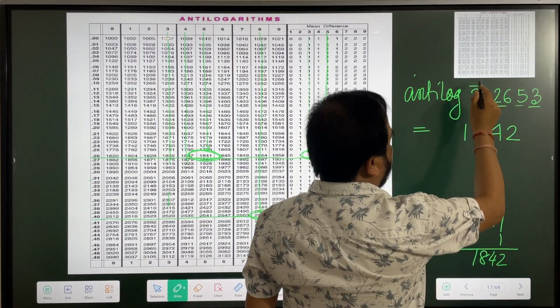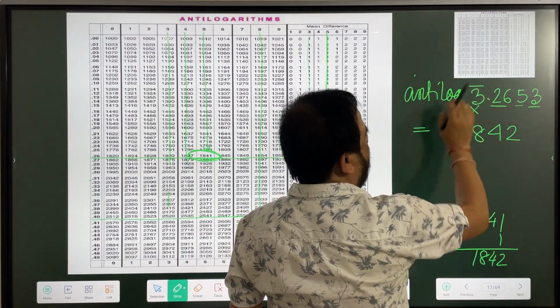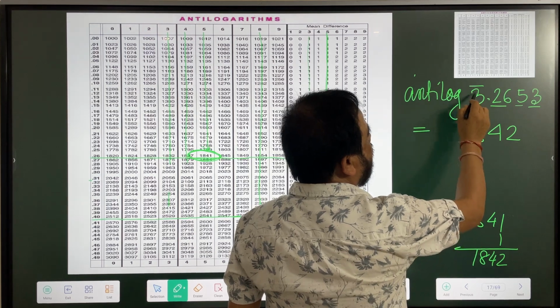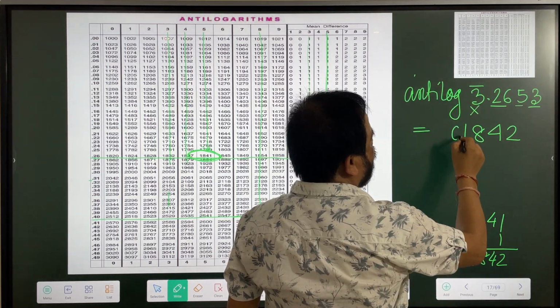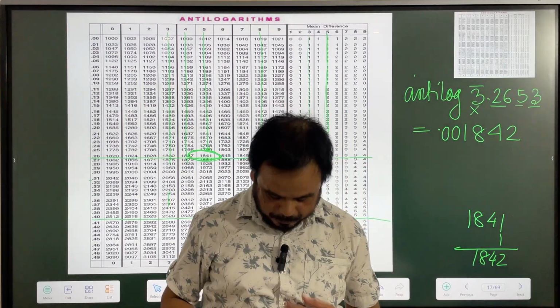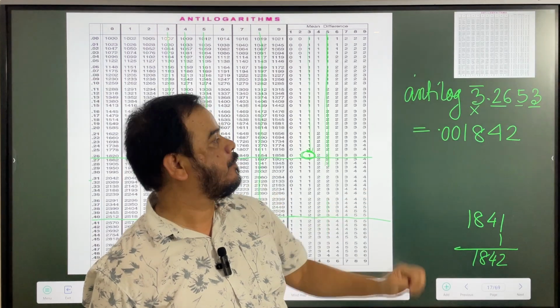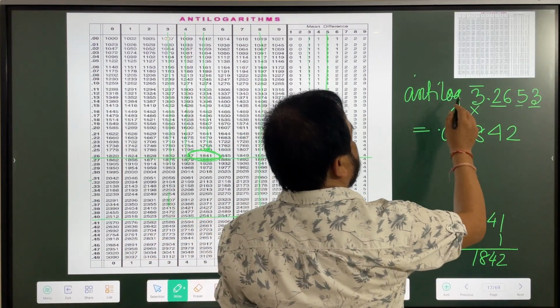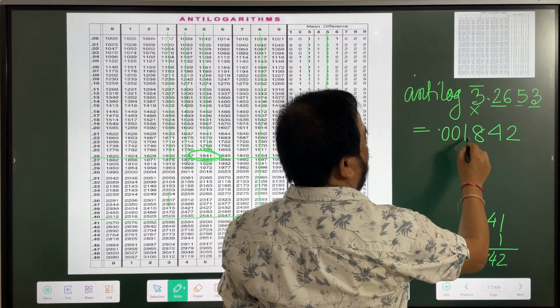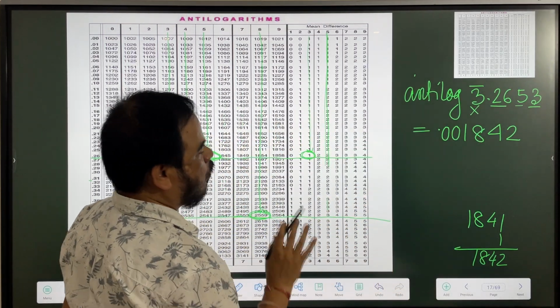So antilog of 3 bar 0.2653 is equal to 1842. When there is bar, please keep some space here because you have to put 0. When no bar, you don't have to keep space. Here 3 bar, so you will put 2 zeros, then decimal. I hope you understand now. Is it clear? If it is only 3, then we could have count 1, 2, 3, 4, then decimal. That is different thing. One more example.